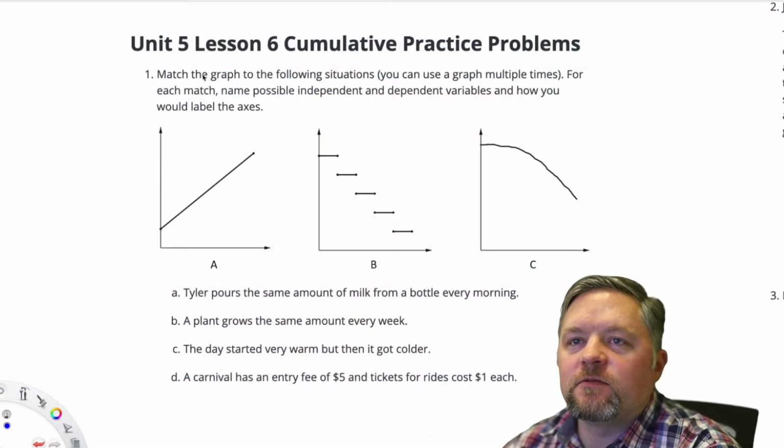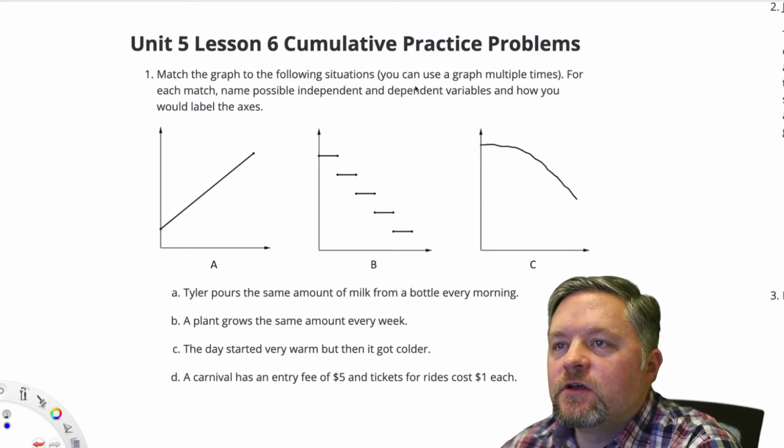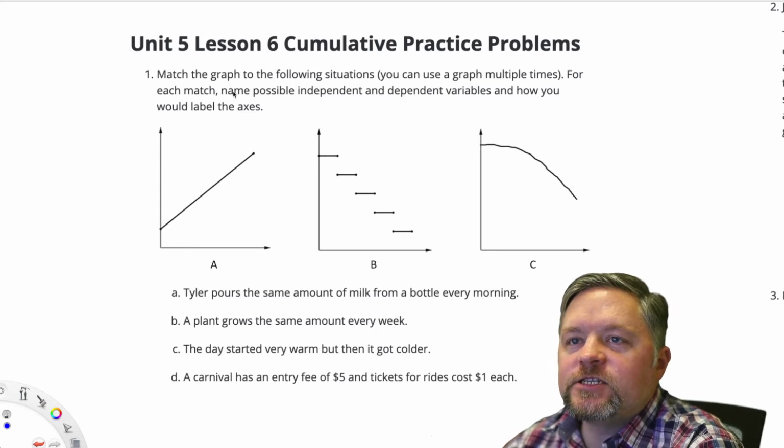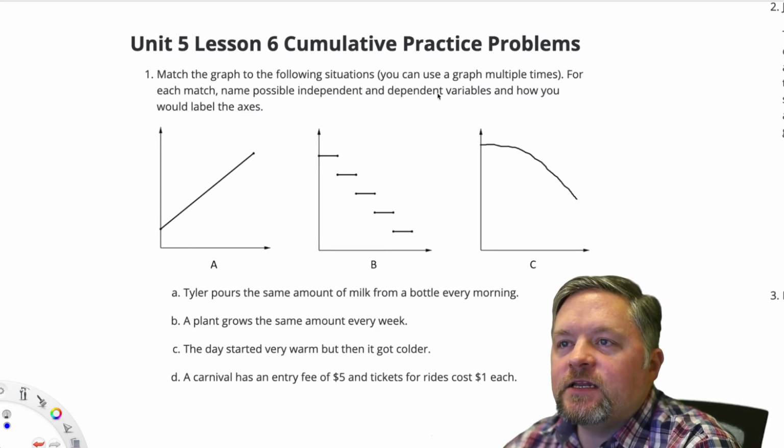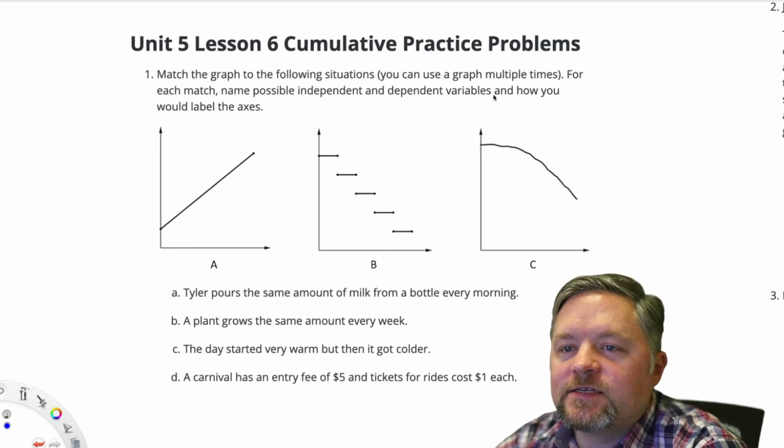Okay, first problem here. Match the graph to the following situations. You can use a graph multiple times. For each match, name possible independent and dependent variables and how you would label the axes.